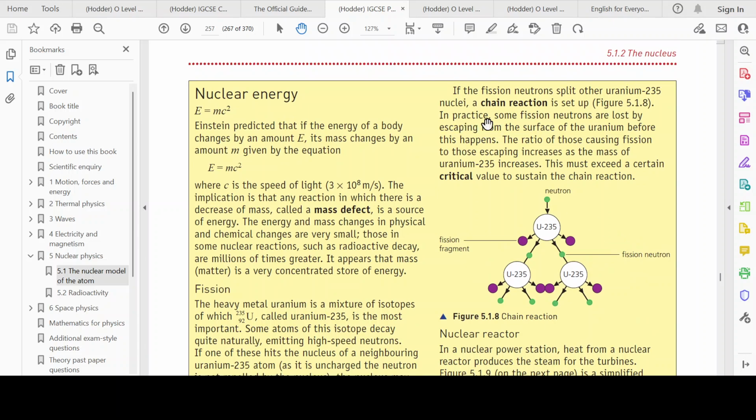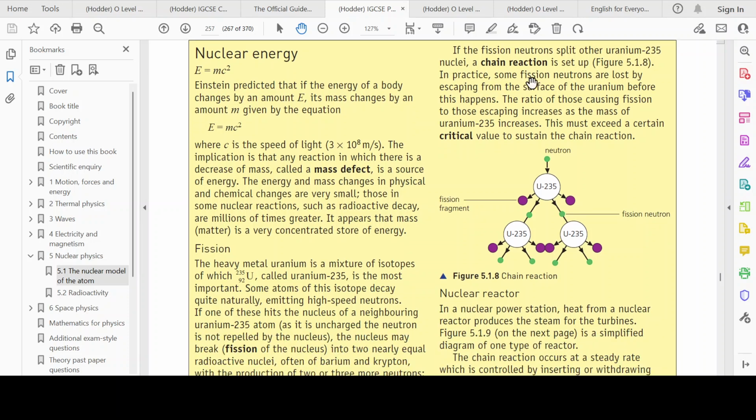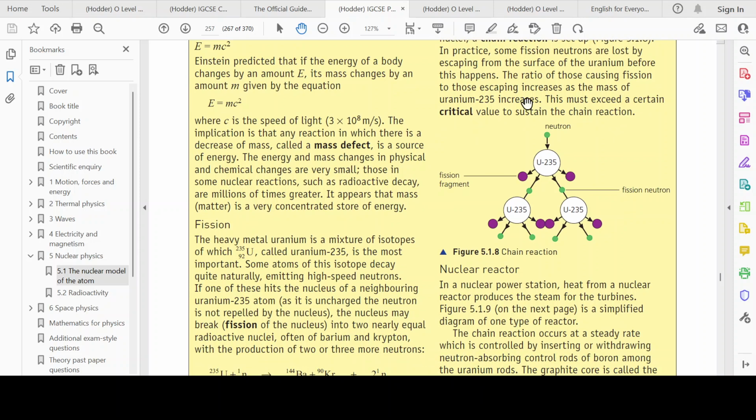In practice, what really happens in nuclear fission, some fission neutrons are lost by escaping from the surface of the uranium before the chain reaction is set up. The ratio of those causing fission to those escaping increases as the mass of uranium 235 increases. This must exceed a certain critical value to sustain the chain reaction, right? So the number of neutrons causing the fission must be of a certain critical value so that the chain reaction is sustained. Otherwise, something will happen and then it will stop.